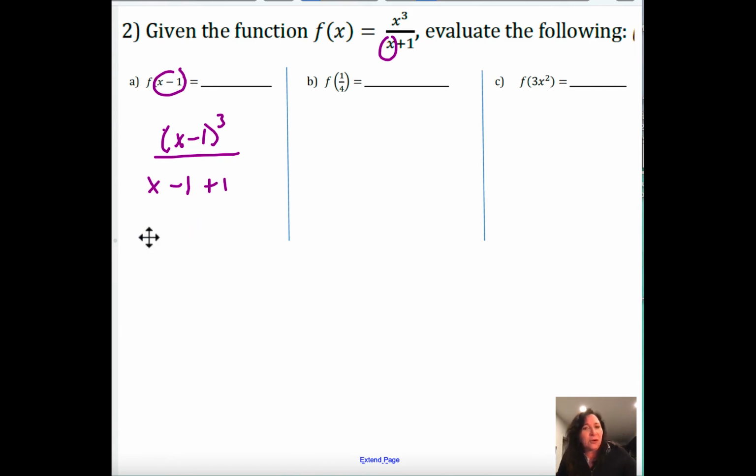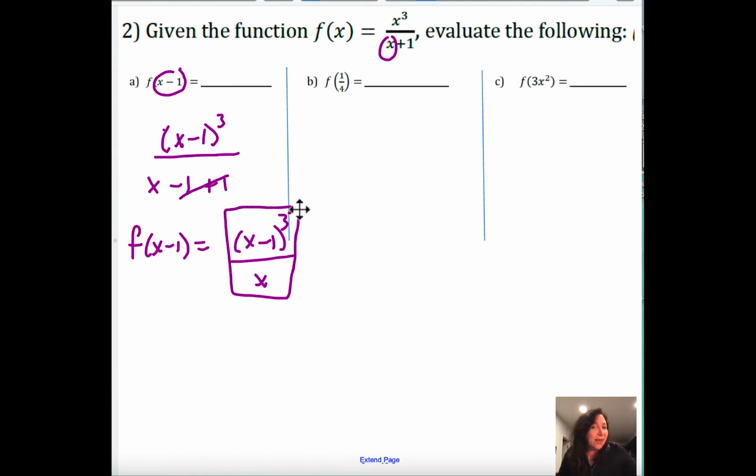So in simplifying, you get f of x minus 1, and then that's going to equal x minus 1, quantity cubed, all over x, because the 1's are going to cancel. And we're going to leave it just like this. You may not cancel anything on this, just leave it.